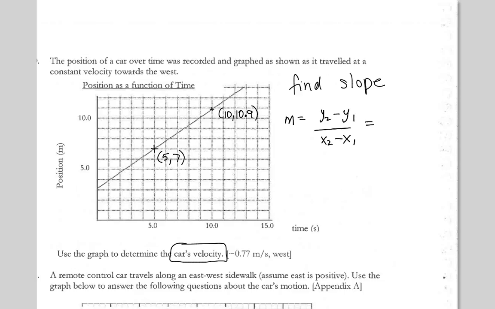So anyways. So again, slope formula, we've already showed this, but 10.9 and 7, that's going to go up top. Start with the second point always, 10.9 and 7. And then in the bottom, we'll use 10 and 5. 10 minus 5. So 10.9 minus 7, and dividing that by 5, I got 0.78.